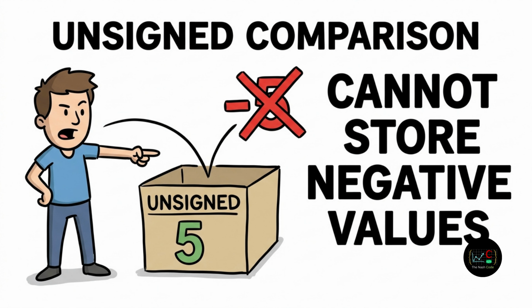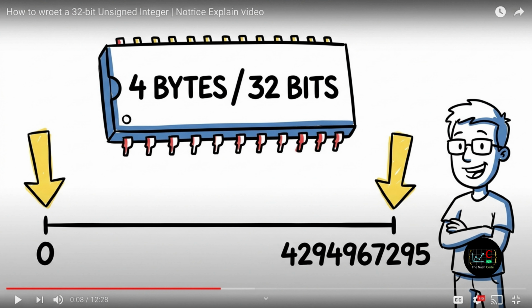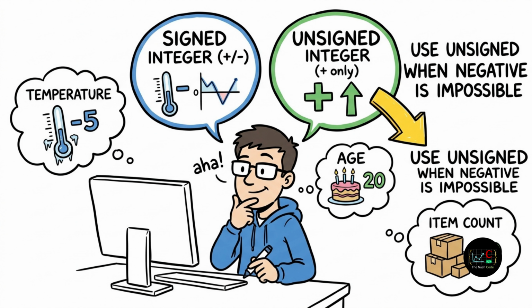Now, unsigned integers. A normal int can store negative and positive values. An unsigned int cannot store negative values. A typical unsigned int is 4 bytes and ranges from 0 to 4,294,967,295. Use unsigned when the data genuinely cannot be negative, not simply because it provides a larger positive range.